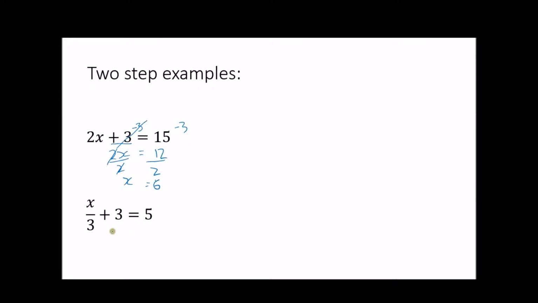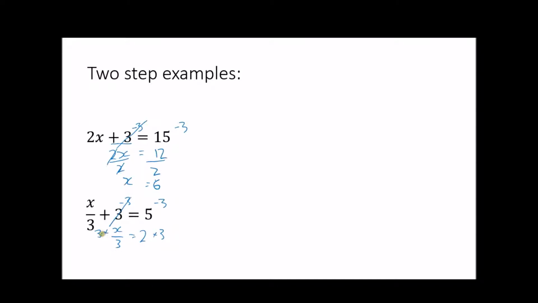With another example here, I've got x over 3 plus 3 equals 5. Now my opposite operation to adding 3 is to subtract 3. And remember, this is the first one I'm doing because I'm doing my order of operations in reverse. Take 3 off both sides, these cancel, so I'm left with x over 3 equals 5 minus 3, which is 2. Then the opposite of dividing by 3 is to multiply everything by 3.